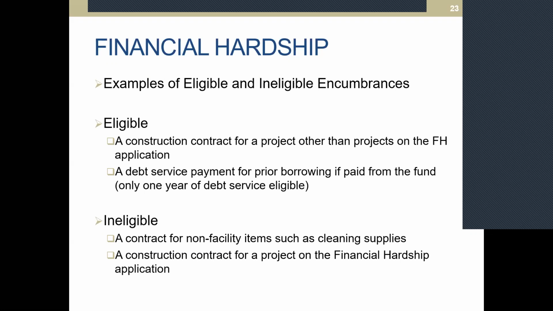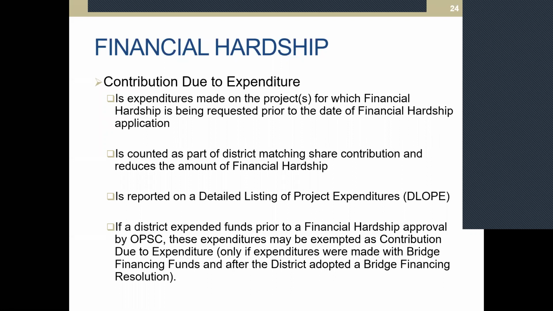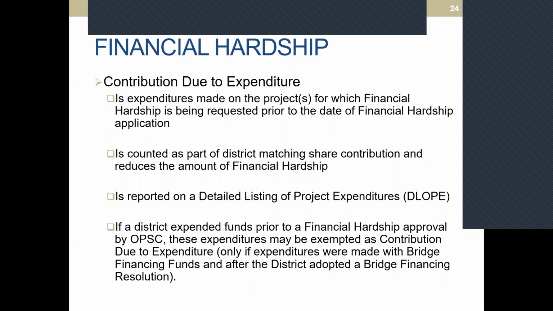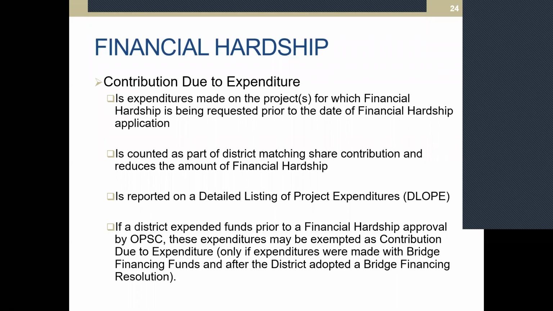And okay, the last one then being the contribution due to expenditure. These are expenditures made on the project where you're coming in for financial hardship status, and these were made on the project prior to the date of the financial hardship application. This contribution due to expenditure we count as part of the district's available funds, and this reduces the amount of financial hardship apportionment by the amount that was spent prior to the financial hardship application.